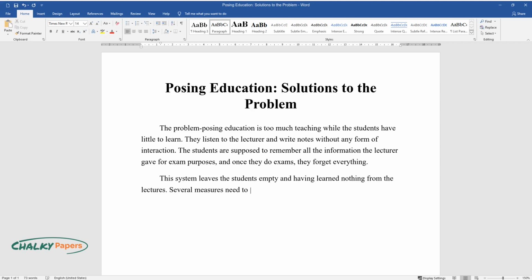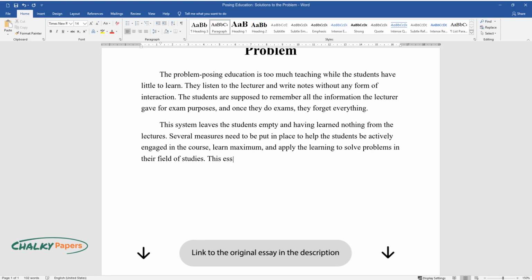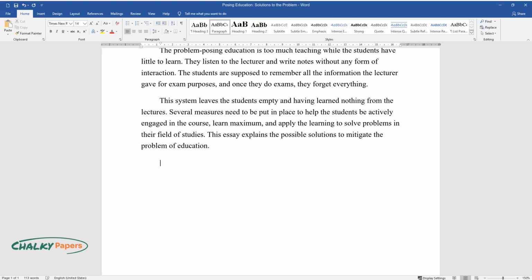Several measures need to be put in place to help the students be actively engaged in the course, learn maximum, and apply the learning to solve problems in their field of studies. This essay explains the possible solutions to mitigate the problem of education.